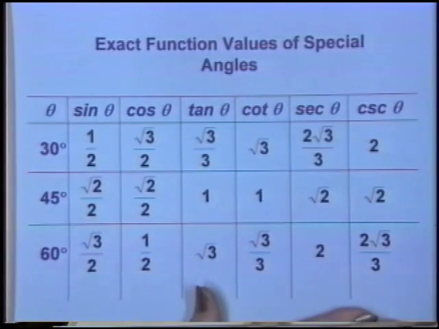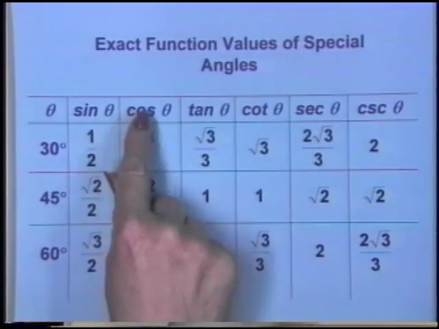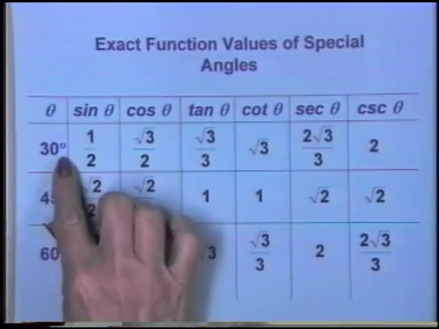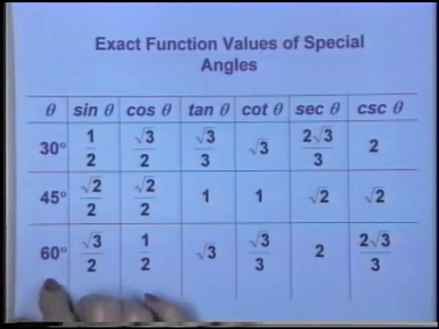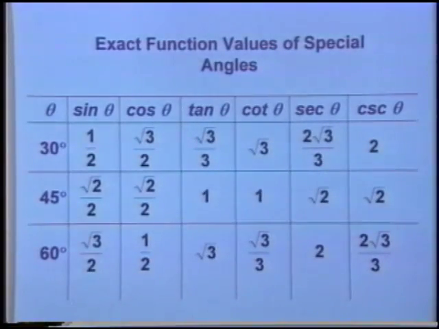You need to learn these. You need to know these without your calculator, without the chart. And the easiest way to do that is to learn the sine, the cosine, and the tangent of the three angles, and then of course use your reciprocals for your cotangent, your secant, and your cosecant.